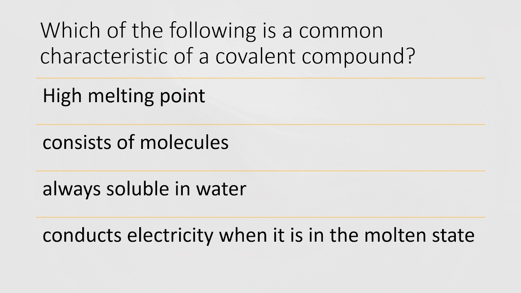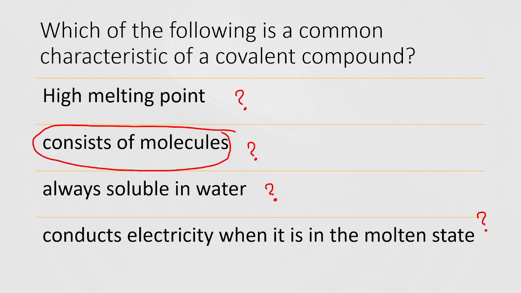Next, which of the following is a common characteristic of a covalent compound? Does a covalent compound have a high melting point, or consist of molecules, or is it always soluble in water, or conduct electricity when it is in molten state? Yes, so the answer is it consists of molecules. It is a common characteristic of all the covalent compounds.